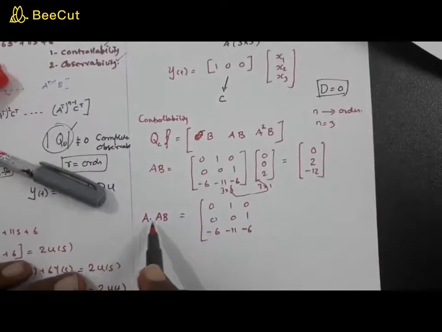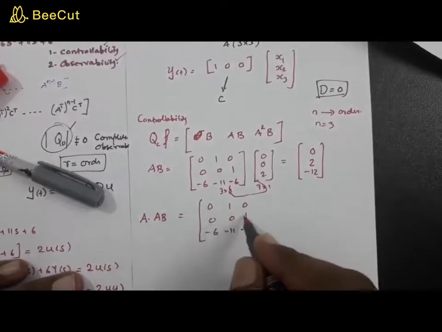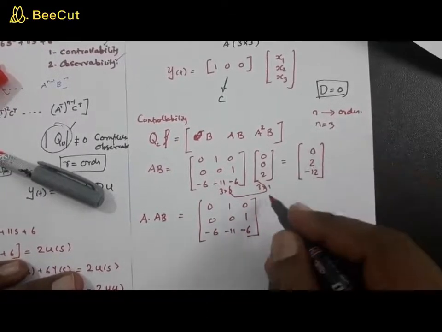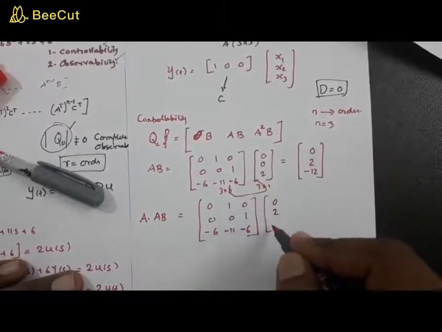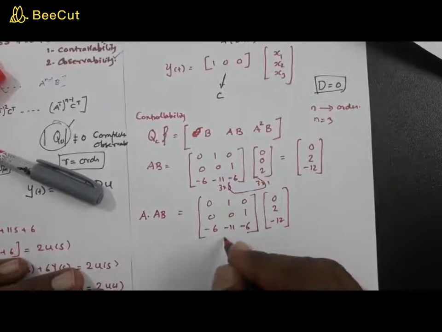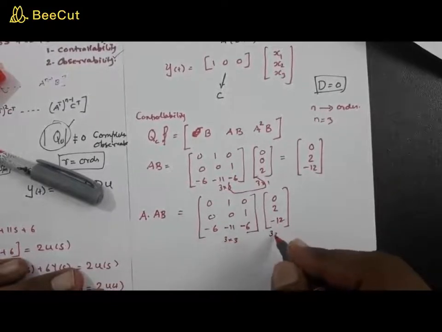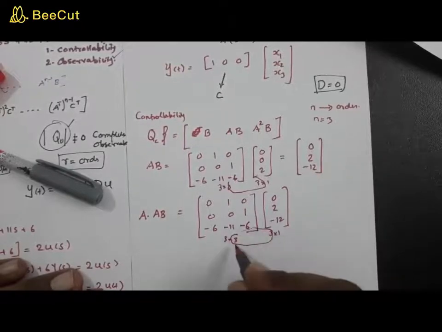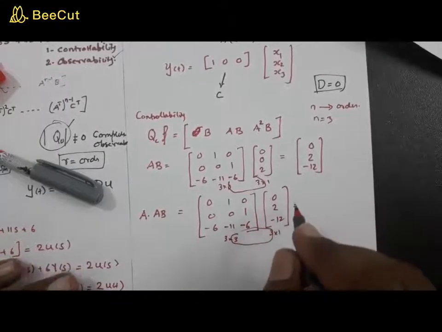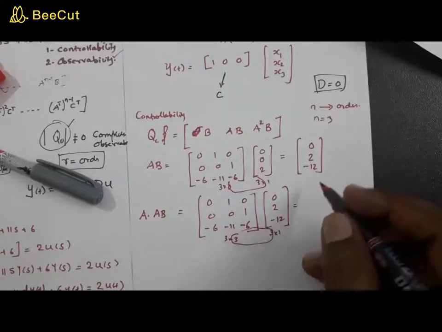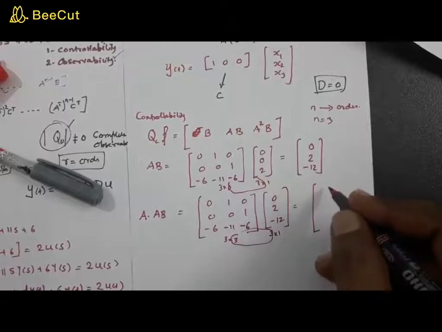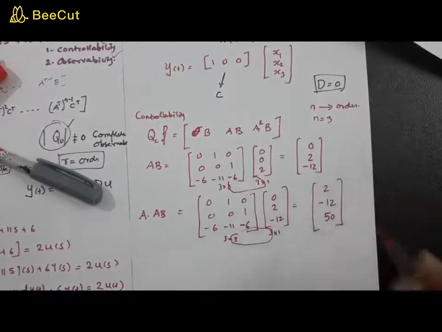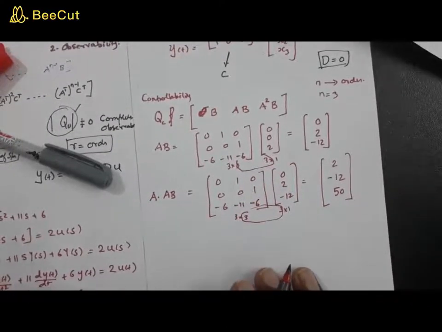So here you must do A into AB, that is 0, 1, 0, 0, 0, 1, minus 6, minus 11, minus 6 into, what is AB? AB is 0, 2 and minus 12. So this is again a 3 into 3 matrix. This one is a 3 into 1 matrix. So this is going to yield a 3 into 1 matrix. This is multipliable. So you may just do the calculation by yourself: 2, minus 12 and 50, right? So that is your A square B.